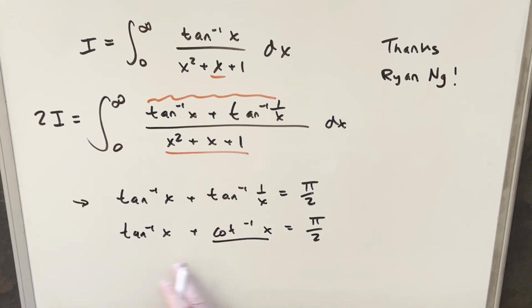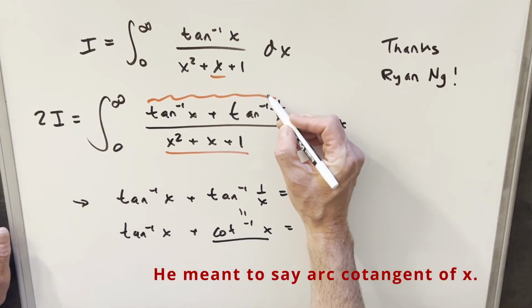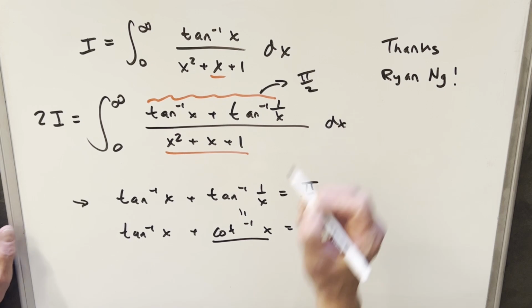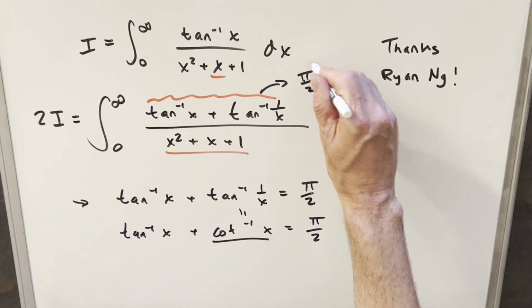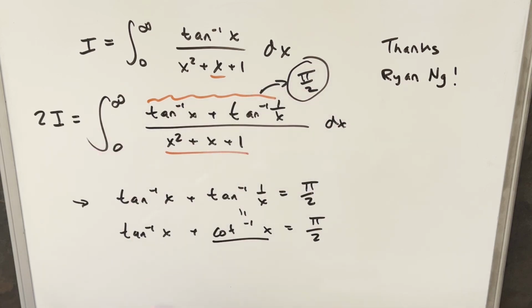I actually did a video on the second form. We see that arctan x plus our cotangent of x equals pi over 2. And this works because arctan of 1 over x is actually the same thing as arccotangent of x. So with this first formula here, this is going to allow me to write my numerator as just pi over 2. And this is pretty convenient because this is a constant value. So if I rewrite my numerator as pi over 2, then I can just take it out front of the integral.